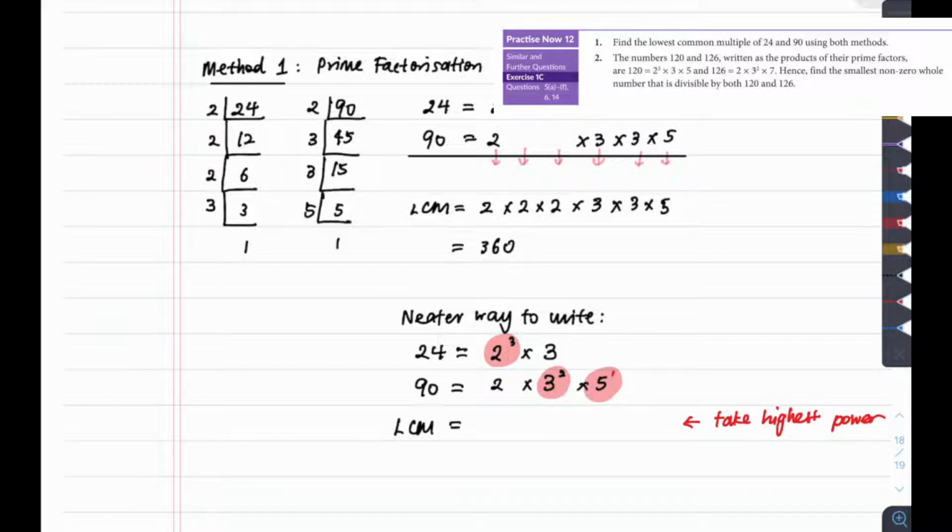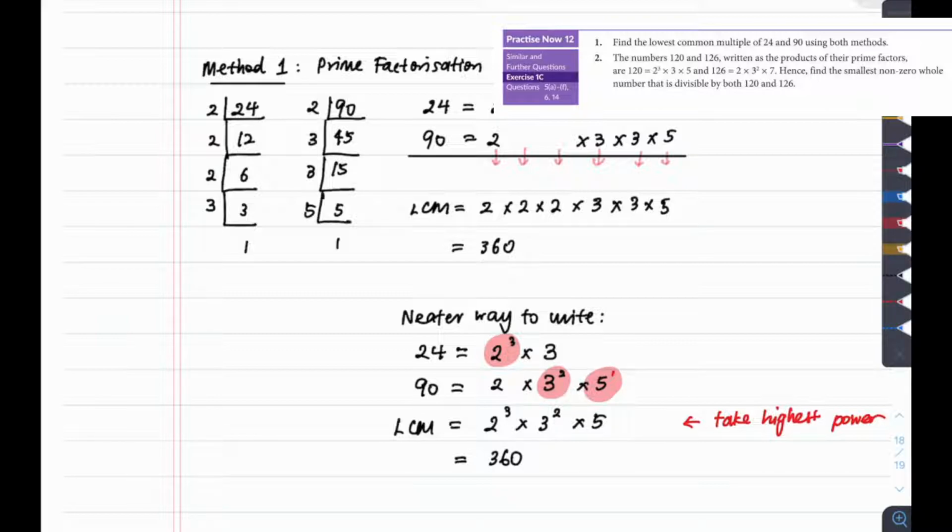So it's a bit different from HCF, right? For HCF, we'll take the lowest power. For LCM, we take the highest power. So we have 2 cubed, 3 squared, and a 5. Over here, we multiply to 360 with your calculator. As you can compare, we have a 2 cubed, a 3 squared, and a 5. So by writing down in index notation, it will be a bit easier to look at.